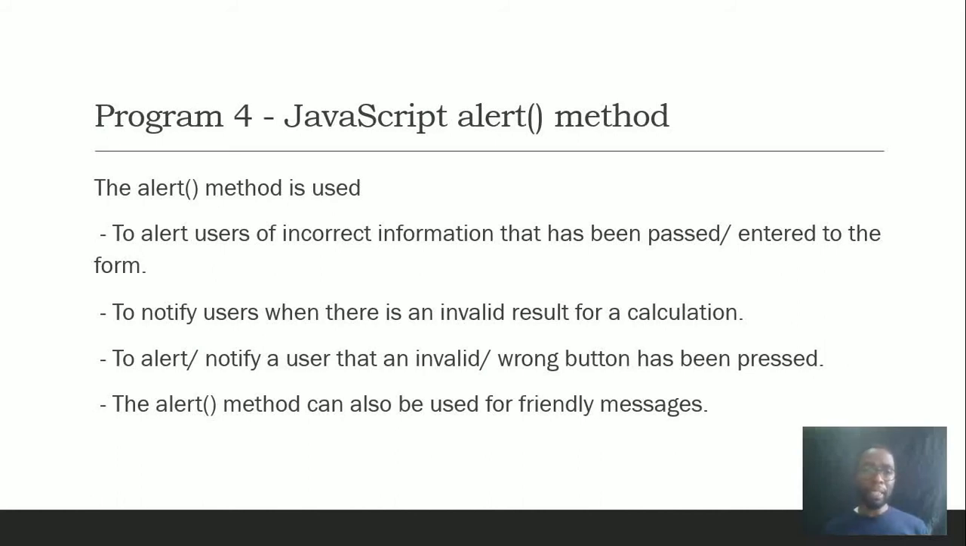Number two, it can be used to notify a user that there is an invalid result for calculation. Apart from that, we can also get notification of an invalid or wrong button that has been pressed. And then finally, we can also use this alert method to also give friendly messages. Many times it is thought that only negative messages are used. So in this case, let's try and see if we can have a program that can give us an alert.